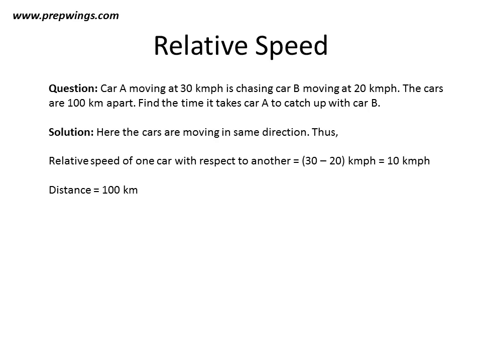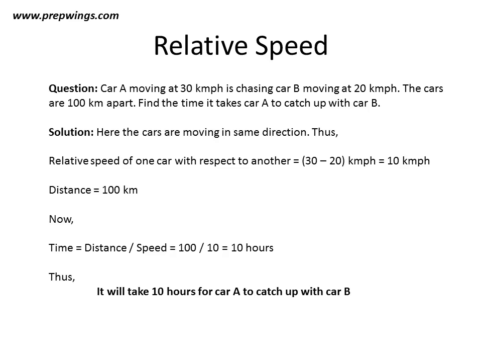And the distance is 100 km between them. So, to calculate time, we'll use the formula time equal to distance upon speed. So, distance is 100, speed is 10. So, 100 upon 10 is 10 hours. Thus, it will take 10 hours for car A to catch up with car B.